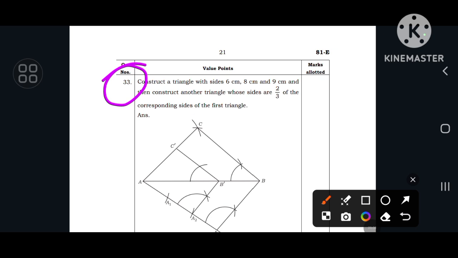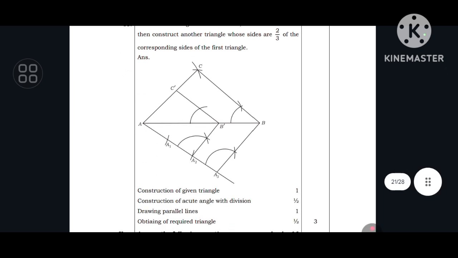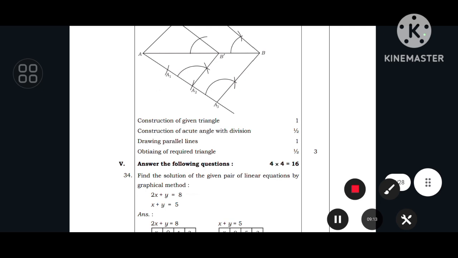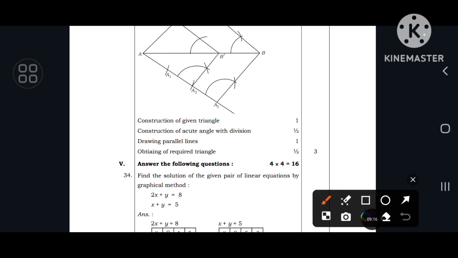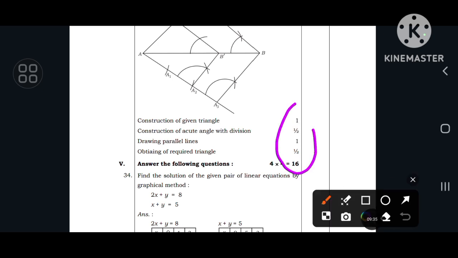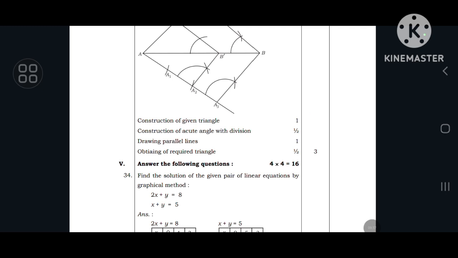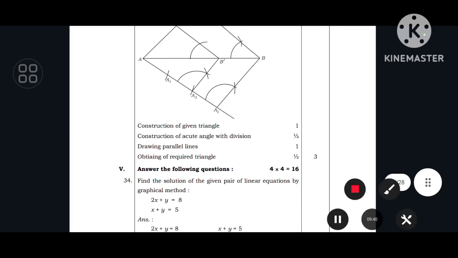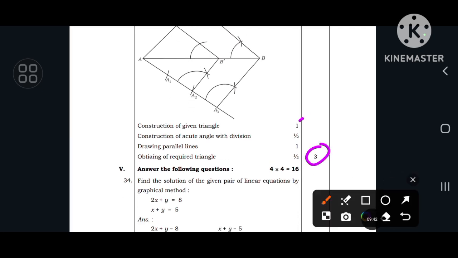This is for 3 marks they have asked. As you can see, here is how they have given or distributed the step marks. Construction of given triangle, 1 mark. Construction of acute angle with division, half mark. Drawing parallel lines, 1 mark. And obtaining required triangle, 1 mark. If you fetch the answer obtaining the required triangle, half mark. You can see here how they have distributed the marks. This question is totally for 3 marks, and this is the marks distribution.